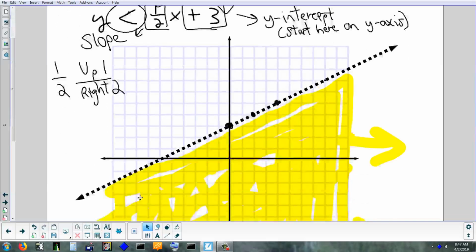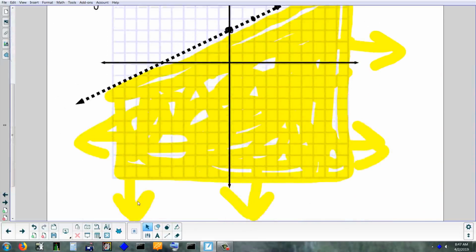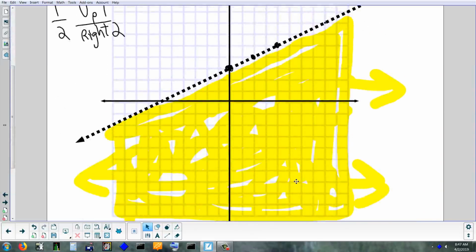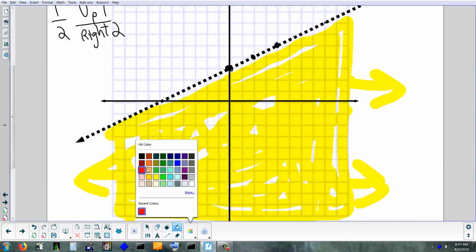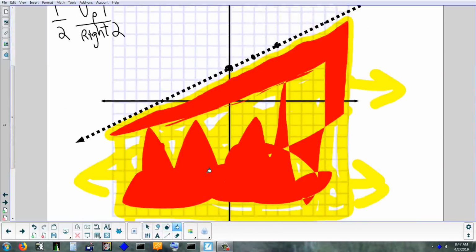So like I said, the way we graph it is the same as slope-intercept form. Use the y-intercept, then use the slope, look at your sign, and see what kind of line you're going to draw and how you're going to shade. So y-intercept first, then the slope, look at the sign and see what kind of line you're going to draw and where you're going to shade.